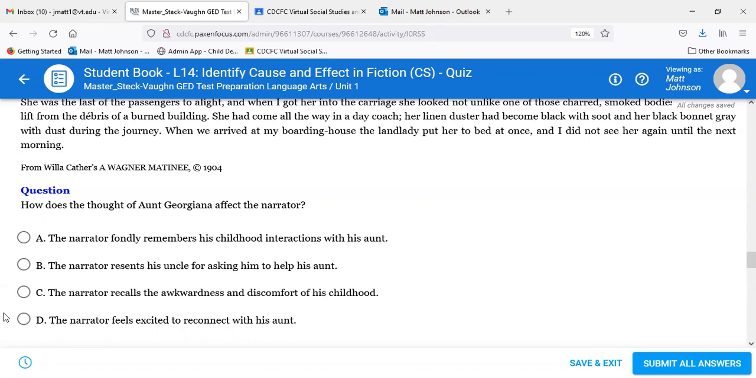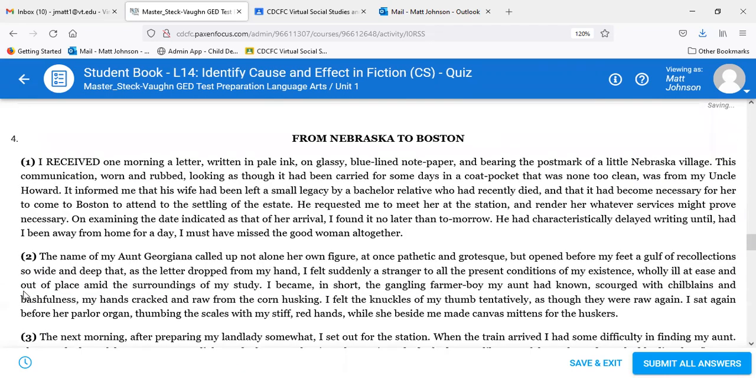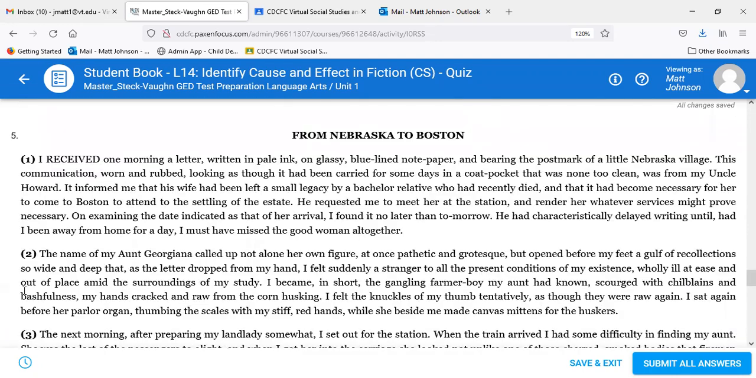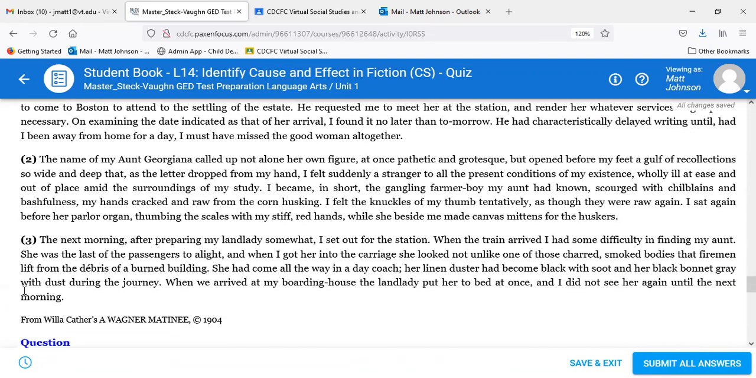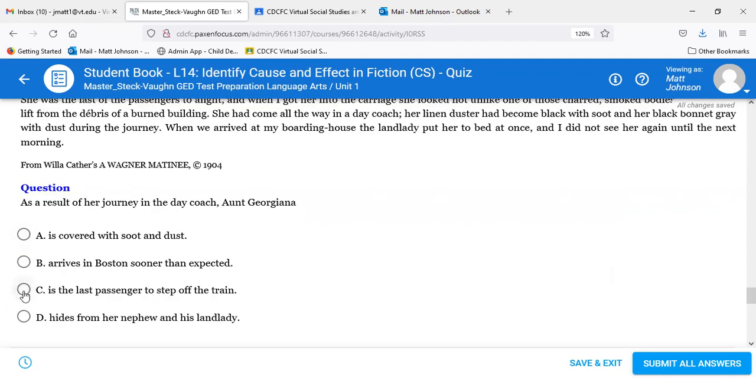A. C, right? Yeah, C as in cat. The narrator recalls the awkwardness and discomfort. And then 5, the same passage. LaToya, you want to read question 5 for us?